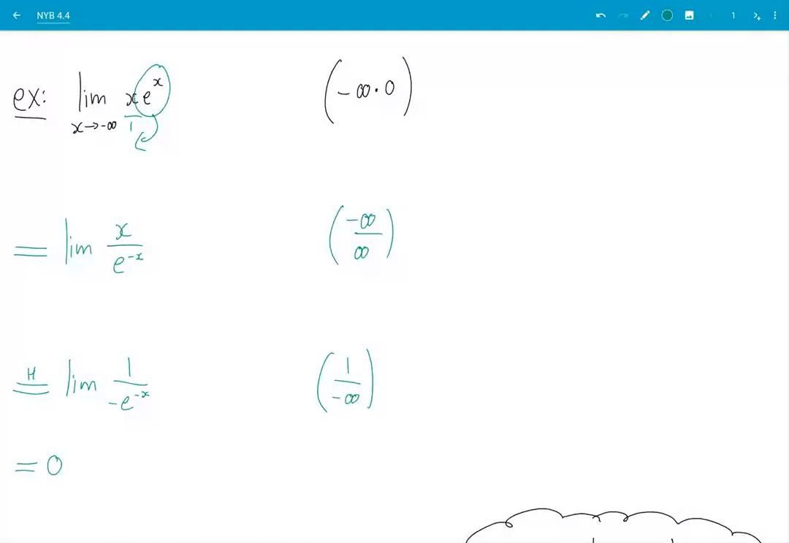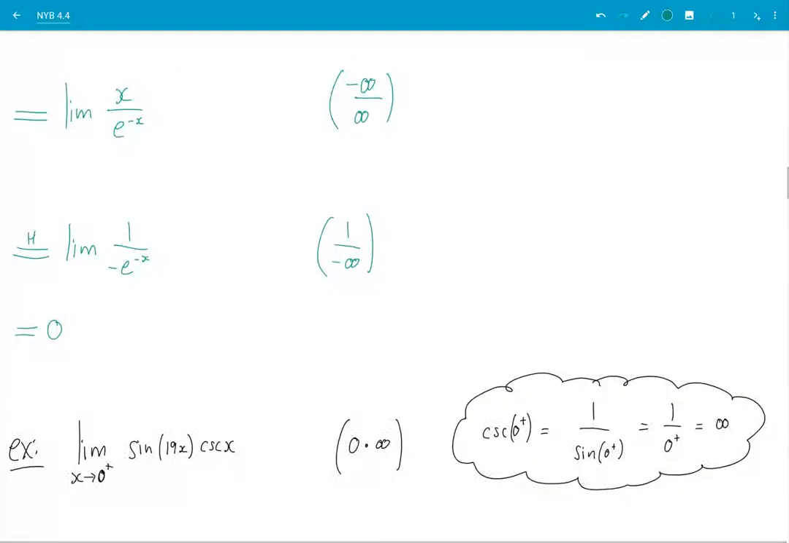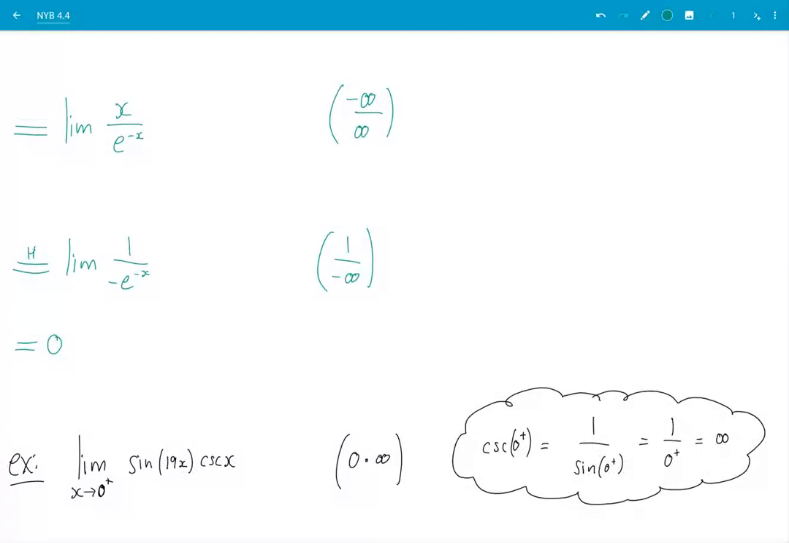Now, I know what you're saying. You're saying, oh, you said that this isn't going to be 0 when you have something of this form. No, I said it is sometimes 0, but not always. So let's see an example where it ends up not being 0.